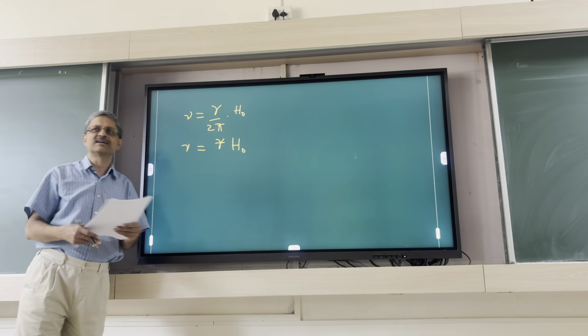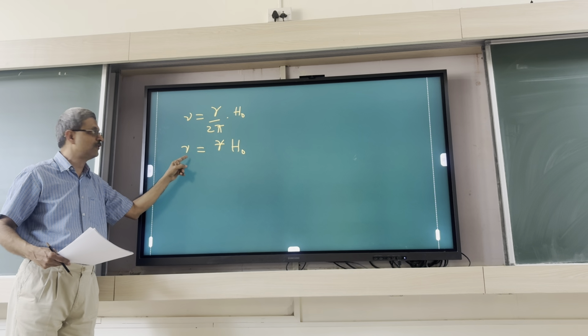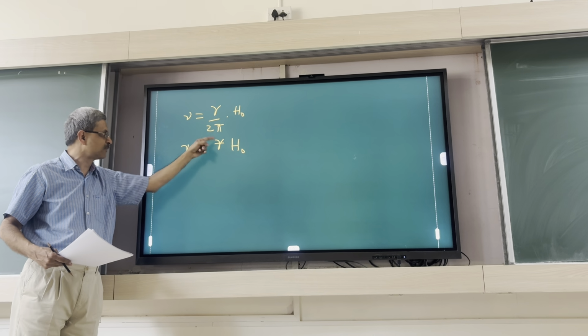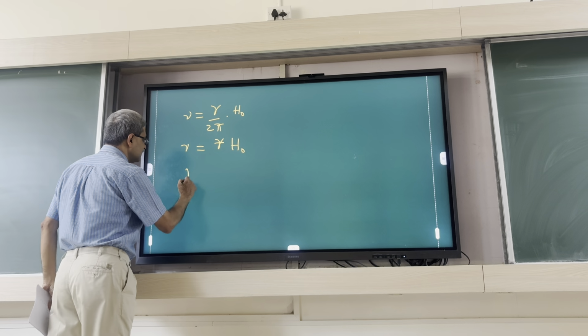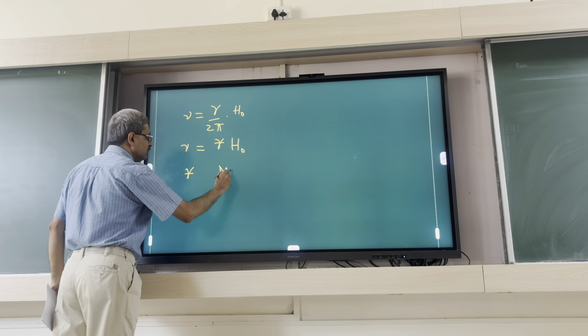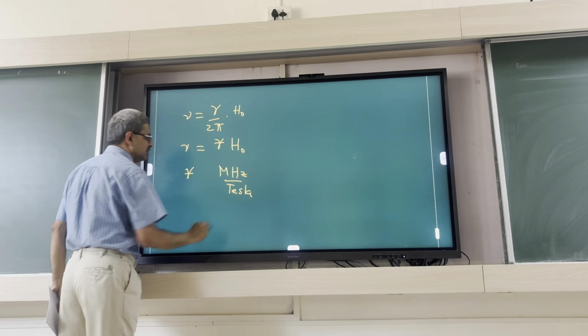And often in literature they might quote this value, because often you're dealing with what frequency do you get at a given field. So that multiplication factor is gamma bar. So this gamma bar is often quoted in megahertz per Tesla. So if you apply 1 Tesla field, the resonance is going to be at what frequency? That's what they will answer.